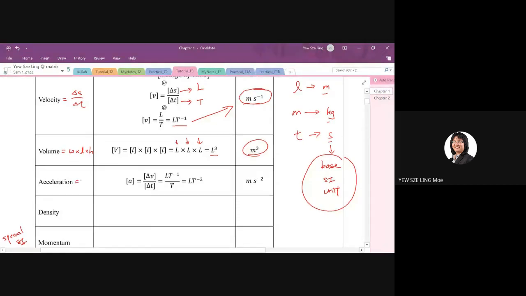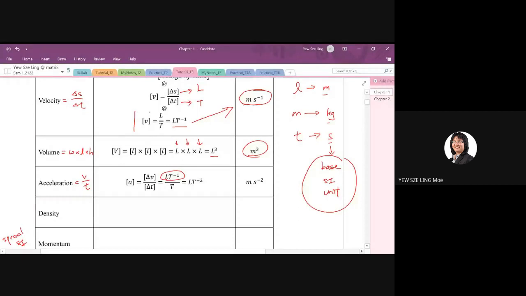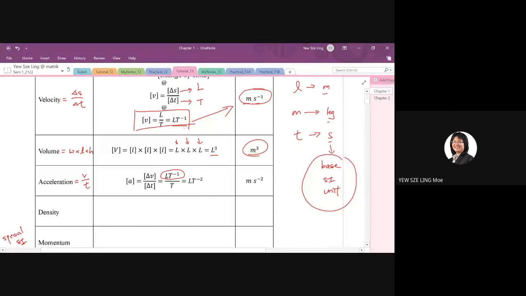Acceleration. Now, acceleration is change of velocity over change of time. In our examples here, we know v equals LT^-1, based on the first example. But in an exam, sometimes you don't have it, so you might need to do an extra step to find out the dimension for velocity first before you derive the dimensions for acceleration. Here we can do a shortcut because we have the answer from the first example.